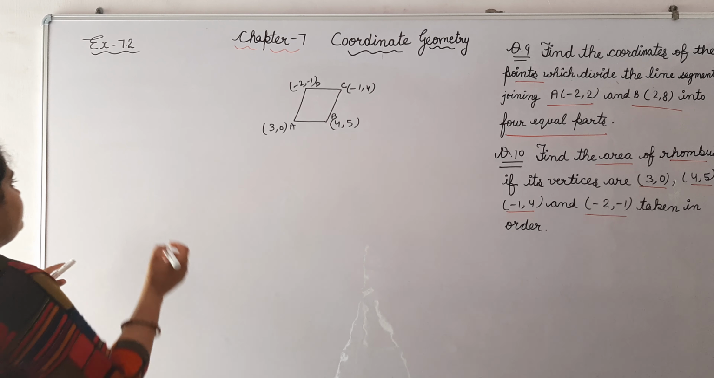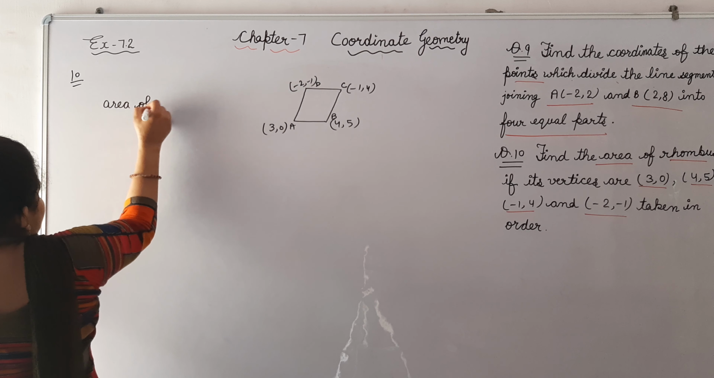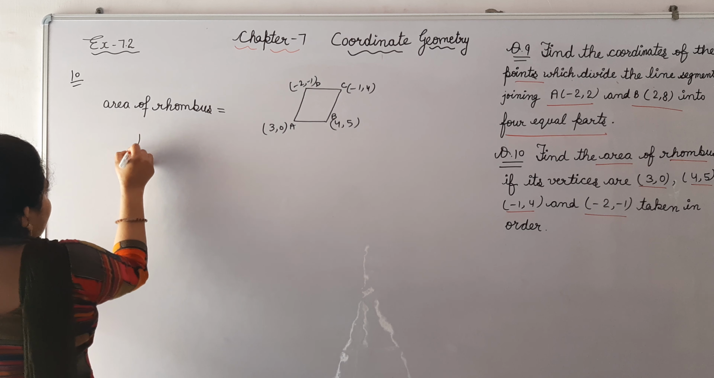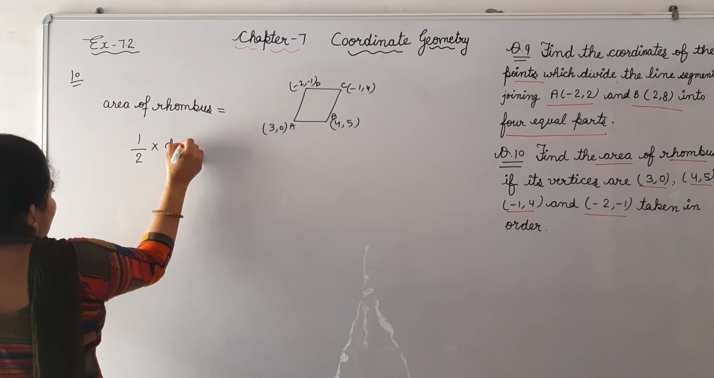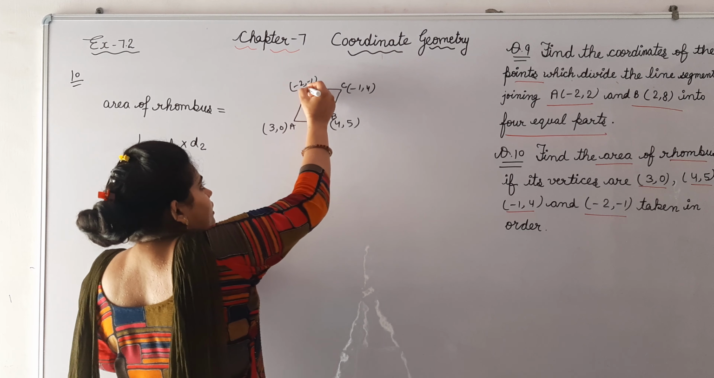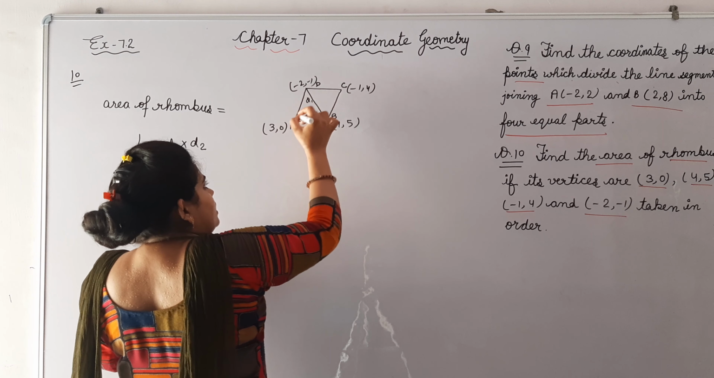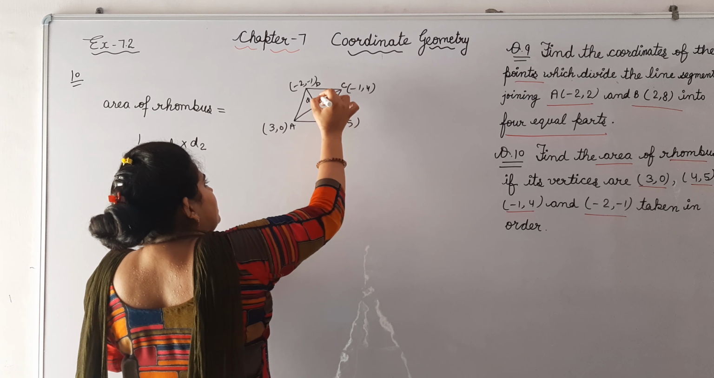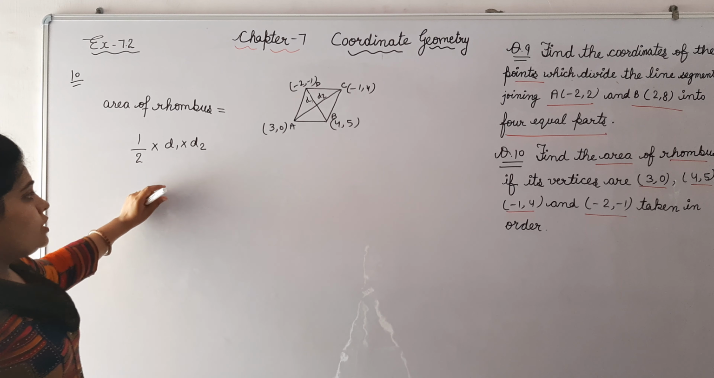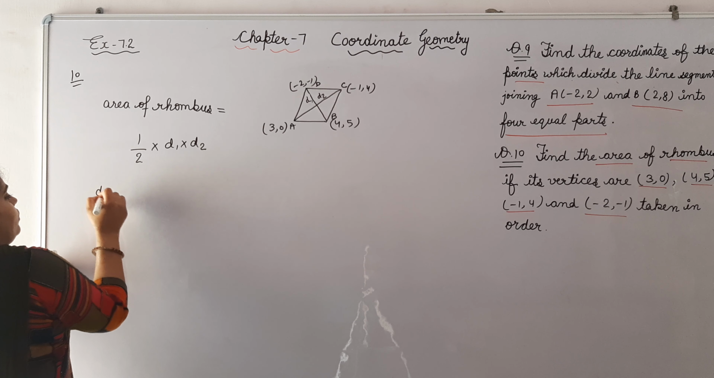And we know that area of rhombus is equal to 1 by 2 into D1 into D2, where D1 and D2 are its diagonals. Let this be the first diagonal D1 and this be D2. Now first of all we have to find D1 and D2. How will we find D1?